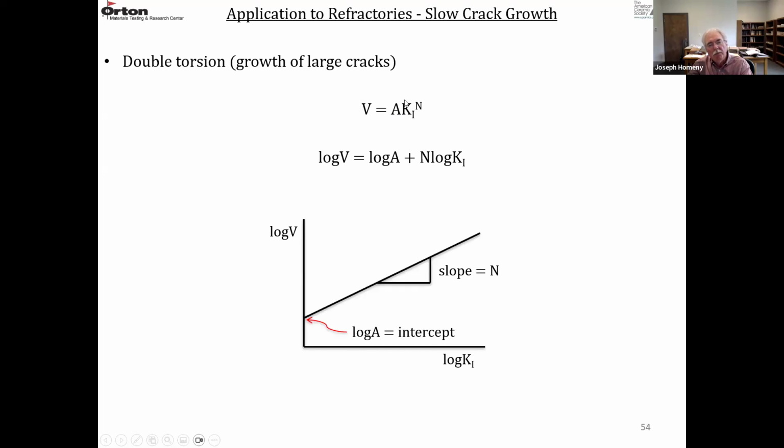So we can put in K1, we measure V, and we calculate N. So the log of V equals the log of A plus N times the log of K1. So if we plot the log of the velocity versus the log of K1, as you increase the stress intensity, the crack velocity increases. But the slope is now N, and the intercept is the log of A. So we can calculate an N here.